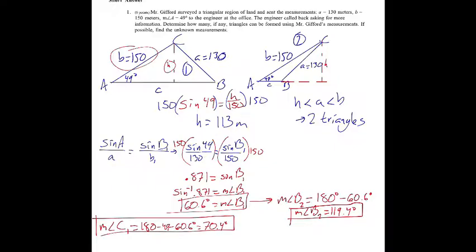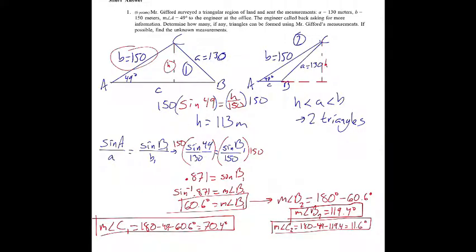On the right side, we'll do measure of angle C2 is equal to, same deal, just using different measurements. So 180 minus 49 minus 119.4 gives us 11.6 degrees. Okay, so now we have all three angles and we have 2 of the 3 sides.